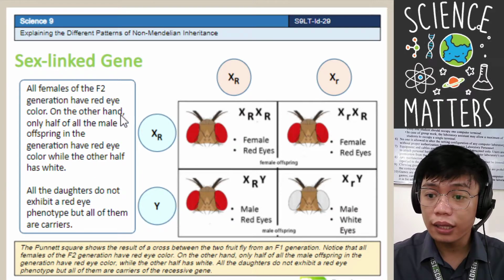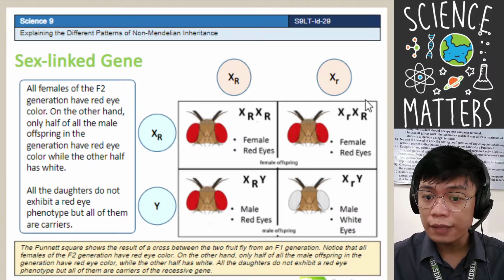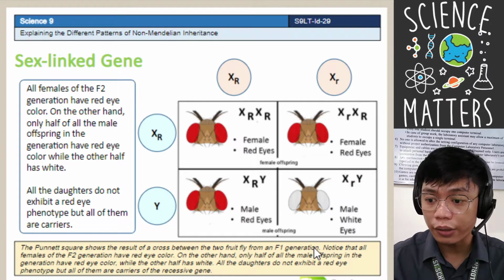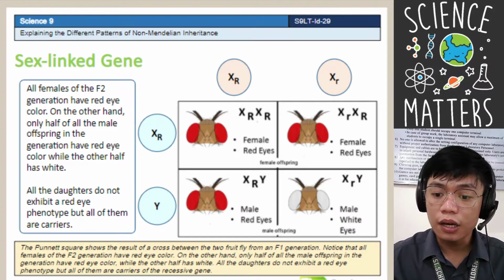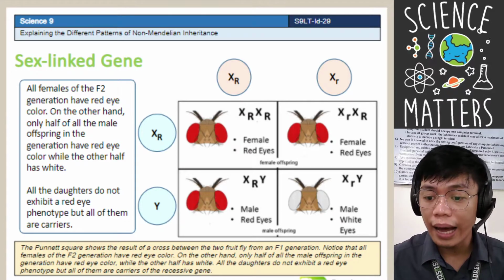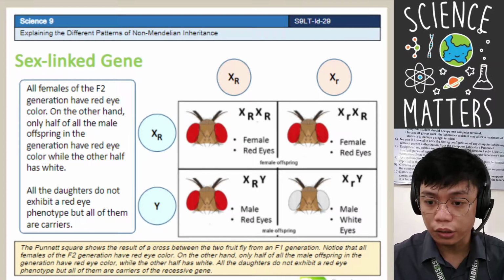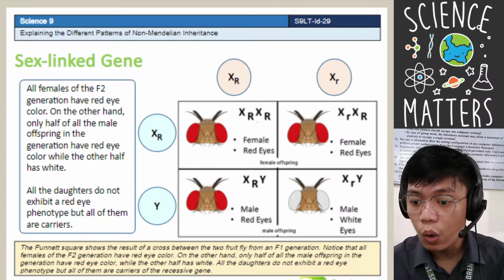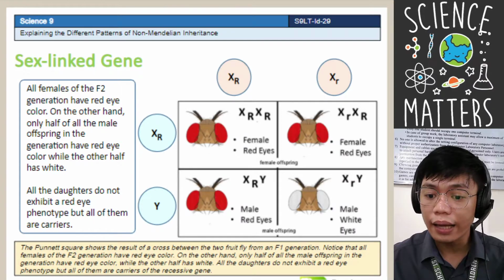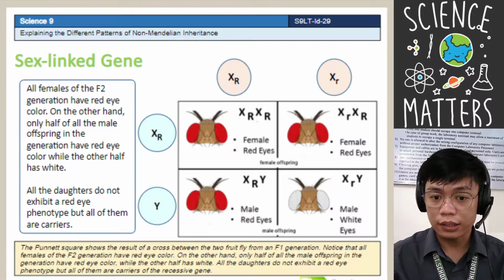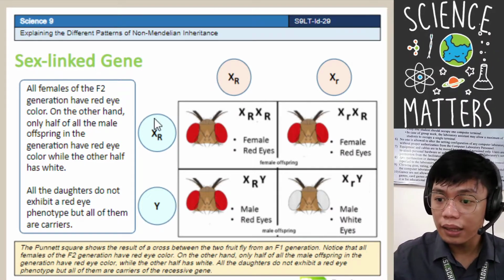Okay, let's take a look at this structure. This is the Punnett square, and it shows the result of the cross between two fruit flies from the F1 generation. Notice that all the females of the F2 generation have red eye color. On the other hand, only half of the male offspring in the generation have red eye color, while the other half have white. All the daughters do not exhibit the white eye phenotype, but all of them are carriers of the recessive gene. Okay, let's take a look at this example.